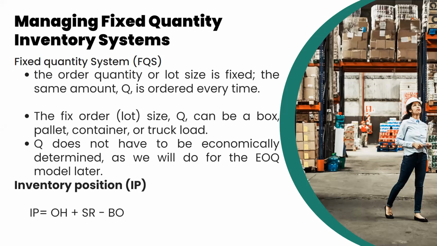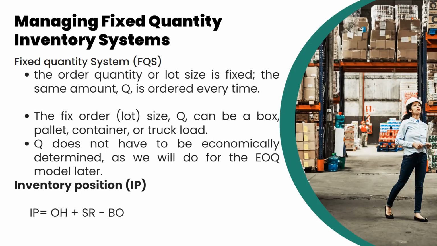Managing fixed quantity inventory systems. Fixed quantity systems or FQS, the order quantity or a lot size is fixed. The same amount Q is ordered every time. If familiar kayo sa Alibaba, ganyan sila, may product na specific kang orderin. For example, charger. For Android lang or pang iPhone, pipili ka lang and then fix na yung amount and then same quality lahat ng makukuha mo and then bawal din siyang haluan ng iba pang charger or other unit po.